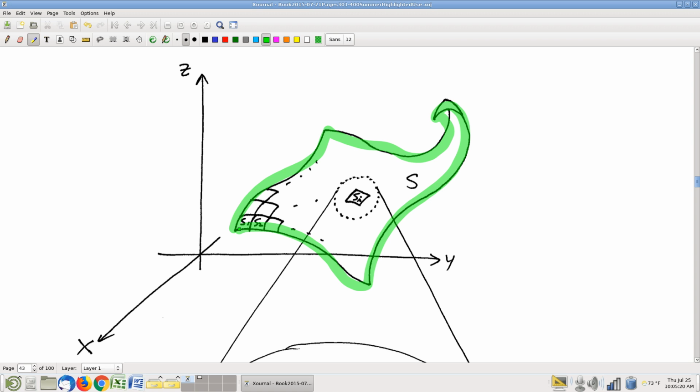Or maybe this is a part of a hill, and you're trying to keep track of how many of a certain kind of insect live on this hill. And there are fewer insects at the higher altitudes, and more insects at the lower altitudes. And how many insects are there? And you've got to keep in mind that where the land is angled, there's a lot of land in some sense there, right?